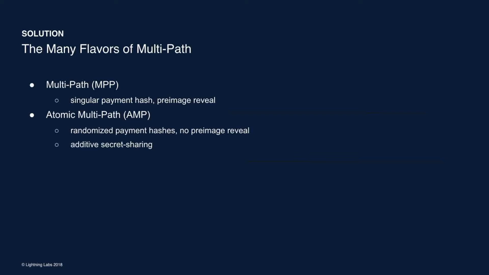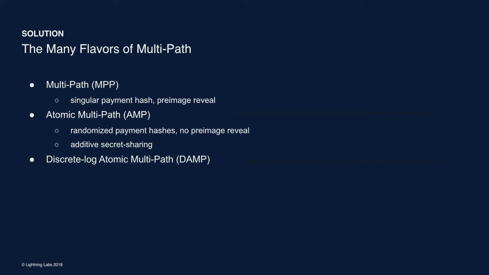And the way that you get n of these payments with different payment hashes to be one unit is we use this additive secret sharing technique, where once all the payments have arrived, the receiver has enough information to reconstruct the pre-images and send them back, and I'll get more to that later.